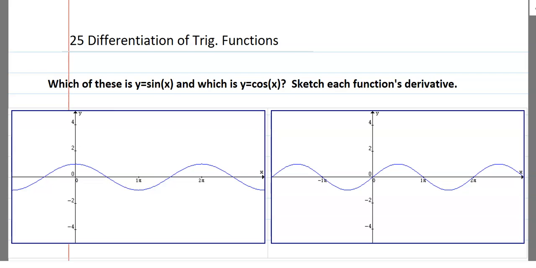So in this video we're going to talk a little bit about the derivatives of trigonometric functions. We started to talk about this in class on Monday, but I just wanted to continue that conversation and lay out the new rules that we're going to use here. So to start off, we need to make sure that we remember what the graphs of y equals sine of x and y equals cosine of x look like.